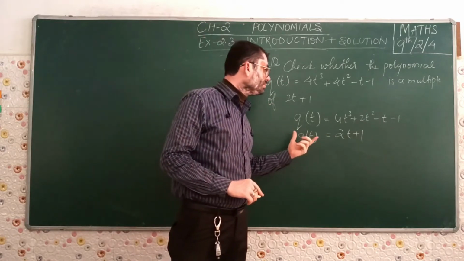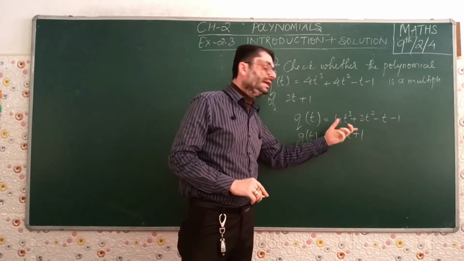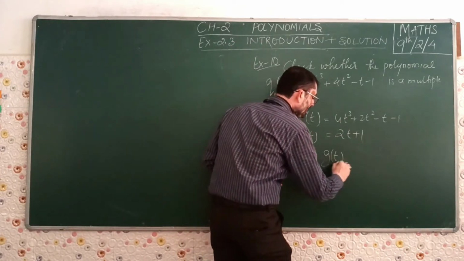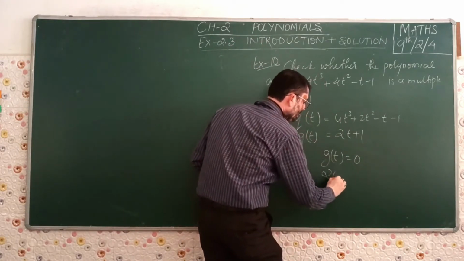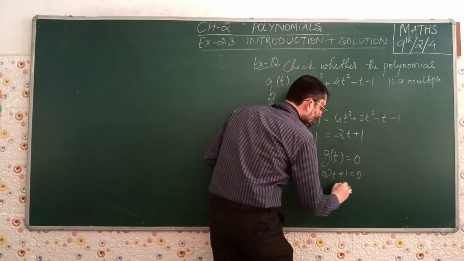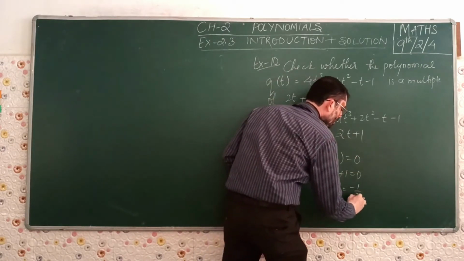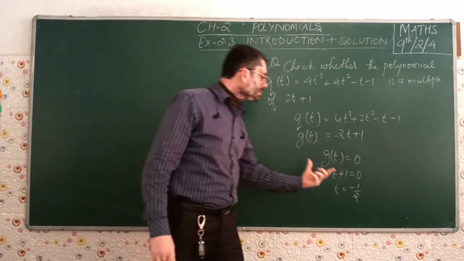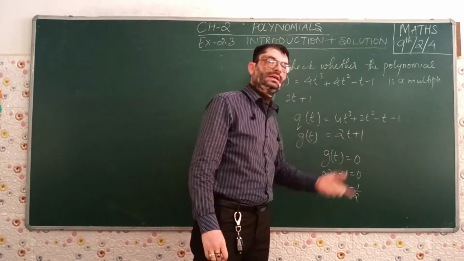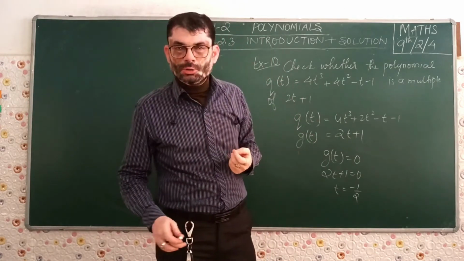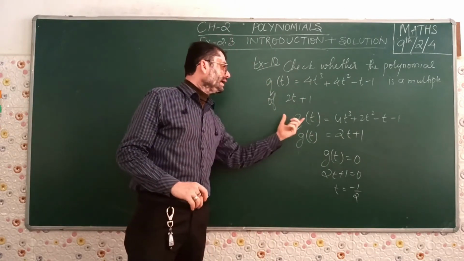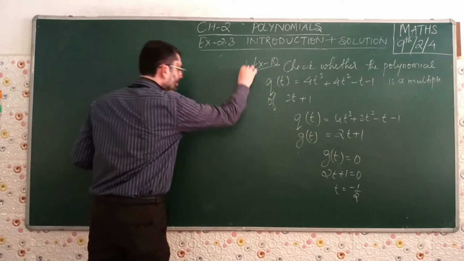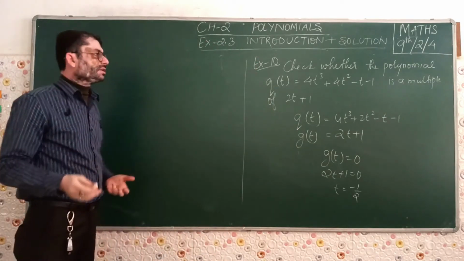That means we need to substitute the value of t as per our remainder theorem. We know that g of t is equal to 0. So 2t plus 1 is equal to 0. So t is equal to minus 1 by 2. We have obtained the value of t. And on substituting this value of t in q of t, if the remainder is 0, that means we can say that q of t is a multiple of g of t. So let us find out the remainder using the remainder theorem.